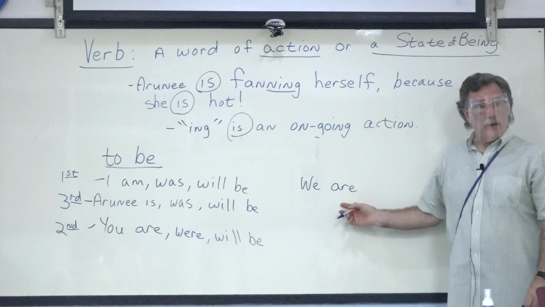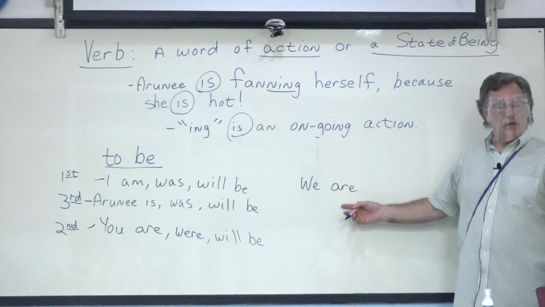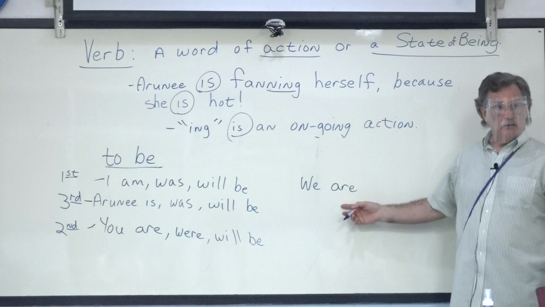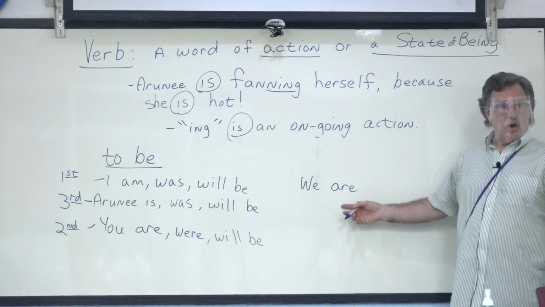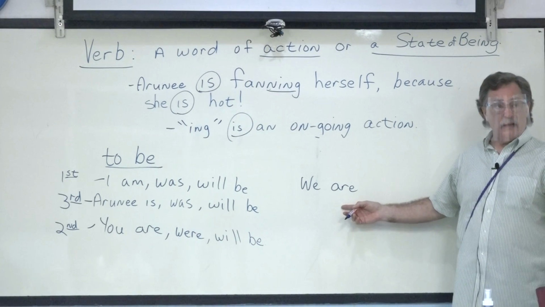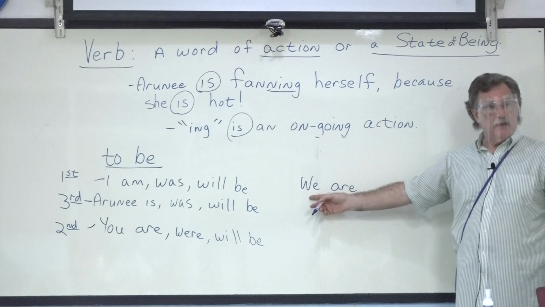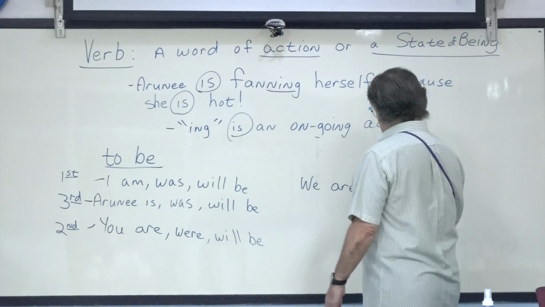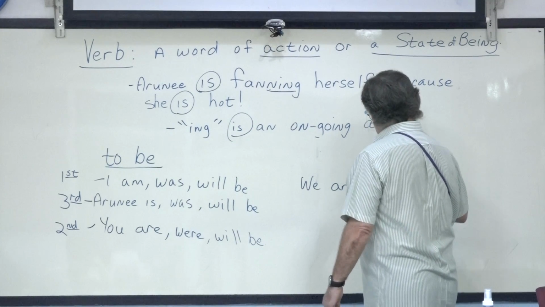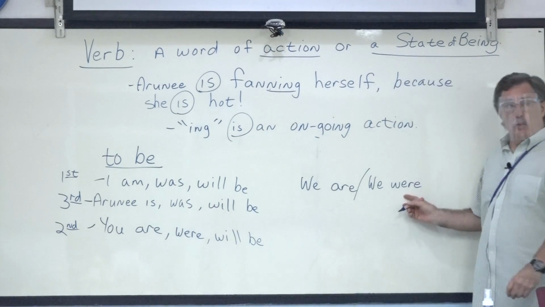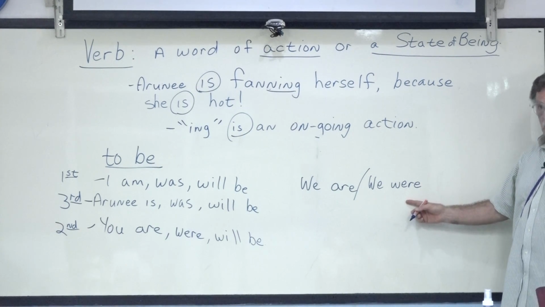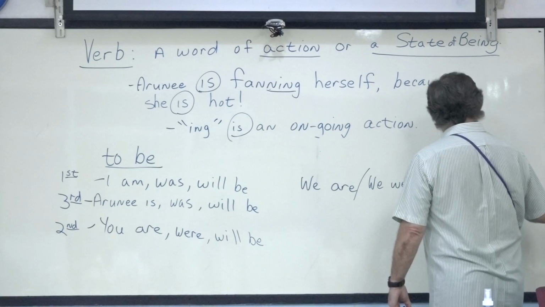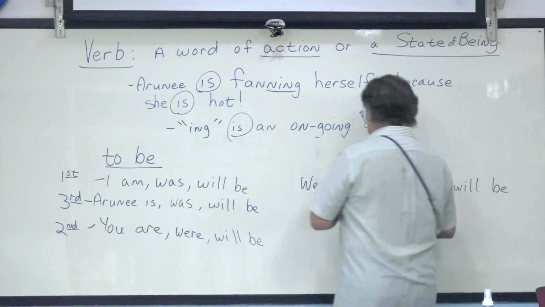Yes, are. That is correct. We are. I and my daughter, or in English we might say my daughter and I. Okay, my daughter and I are, or I and my daughter. More commonly we would say we. Okay, we are. We were. Huh? We were. We will be.